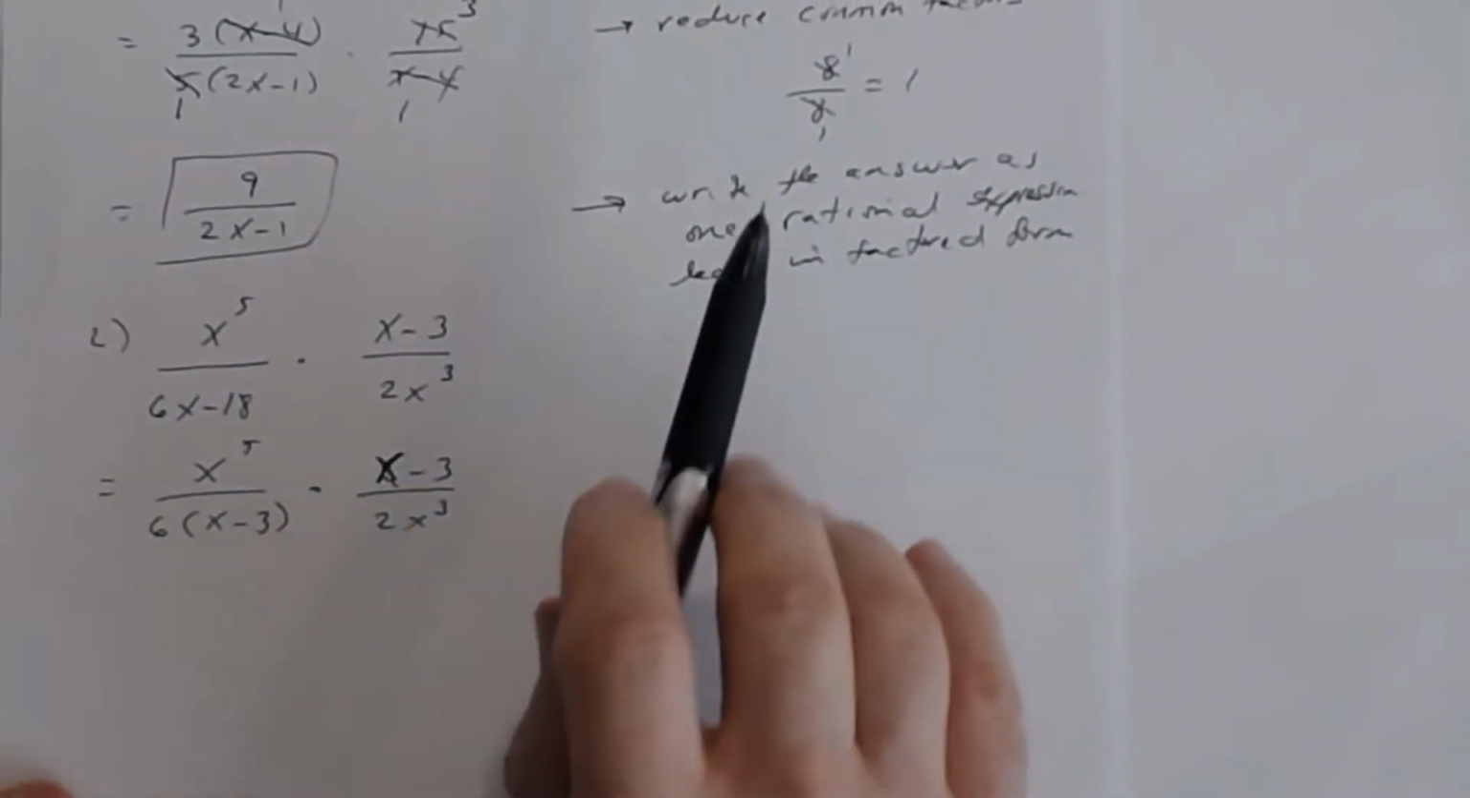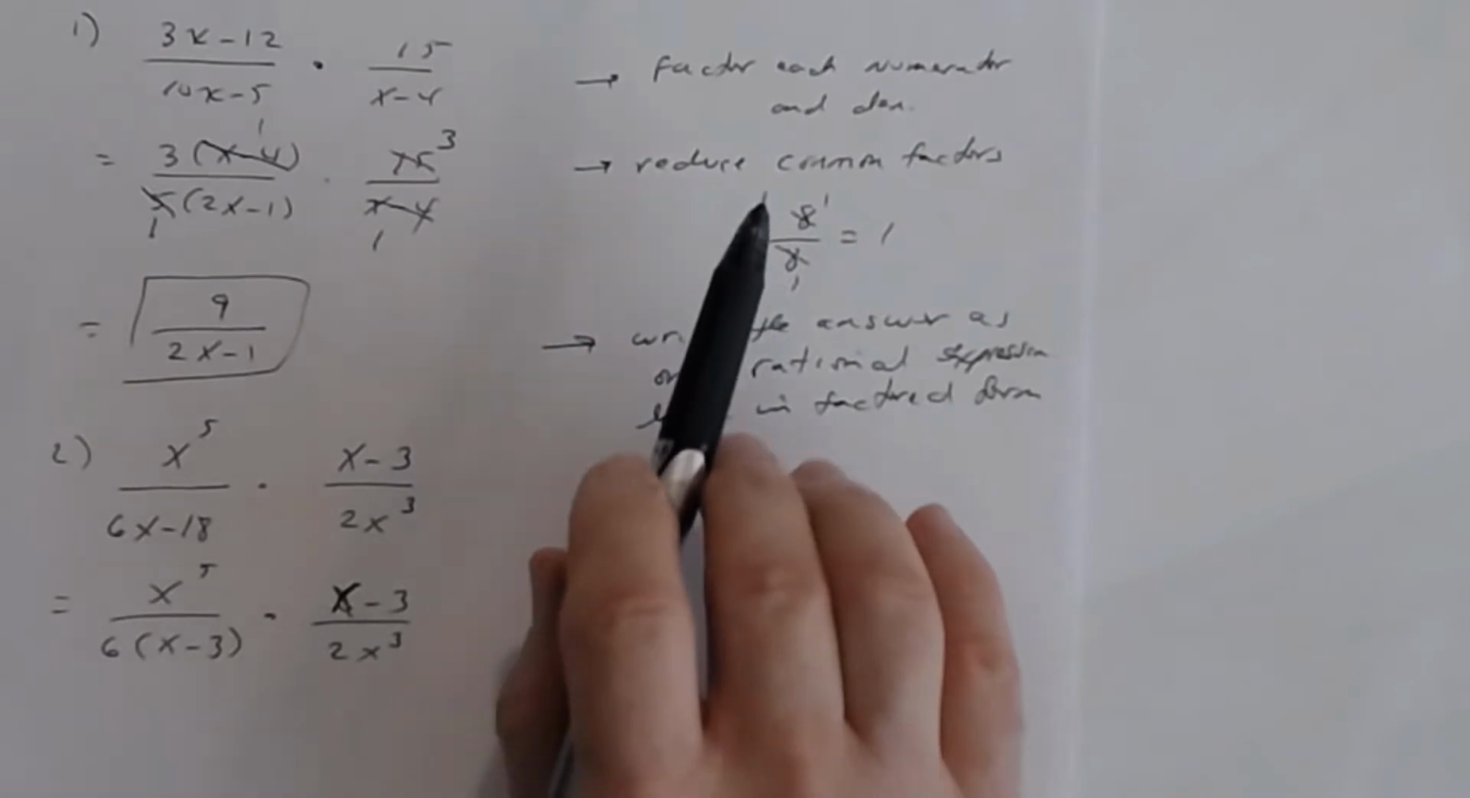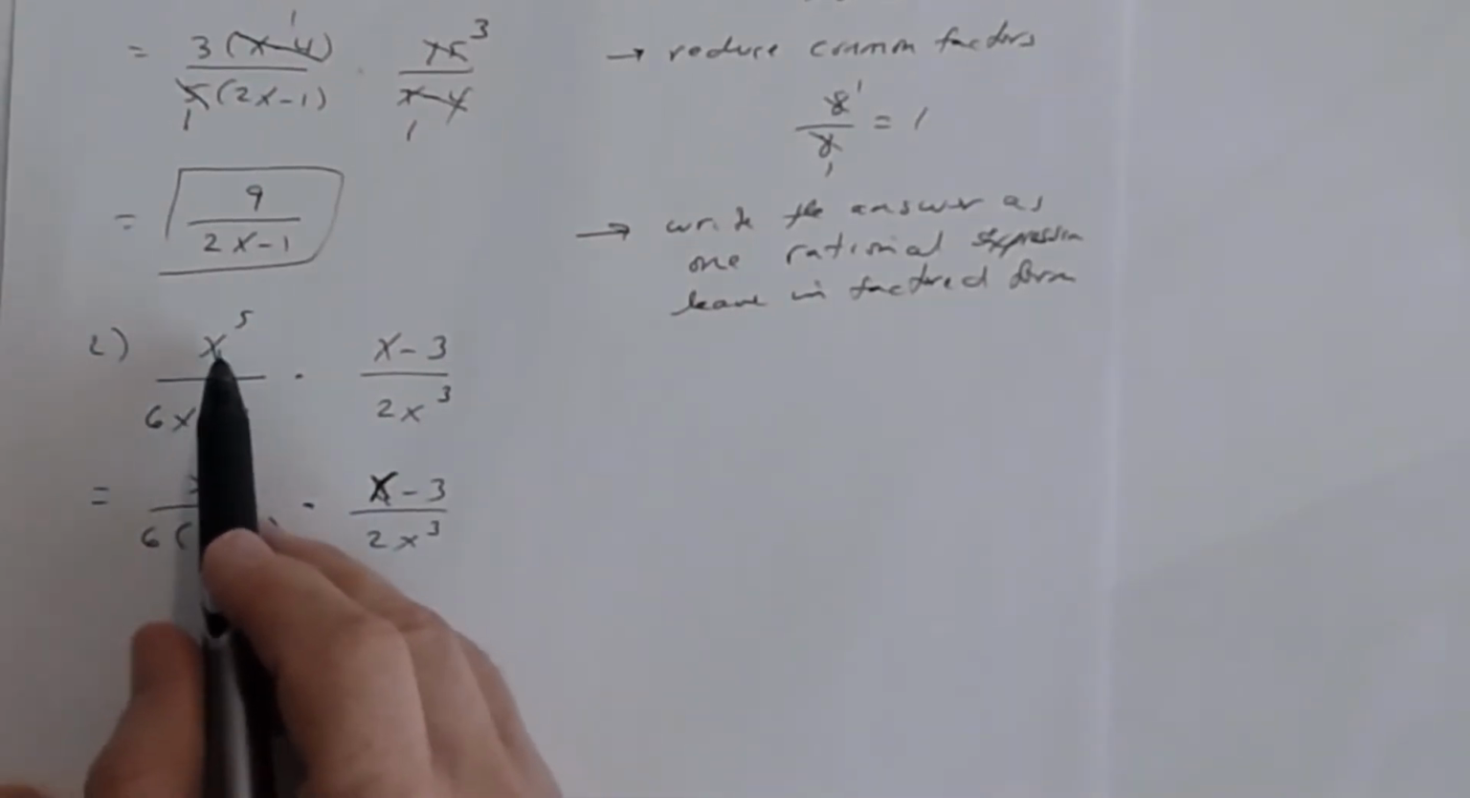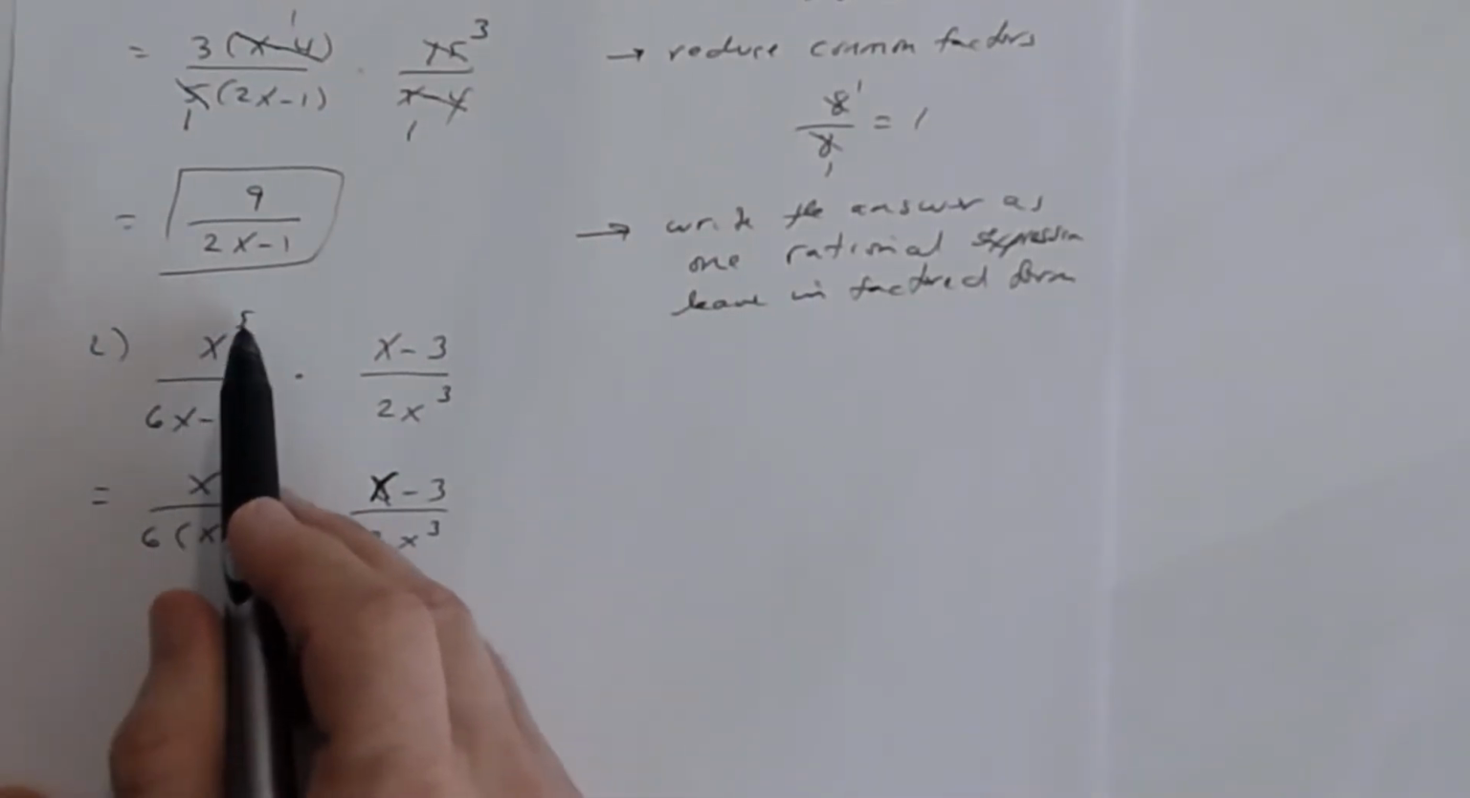All right. So once you factor, the next step is to reduce common factors. My first factor I see are factors of x right here, and there are 5 of them.